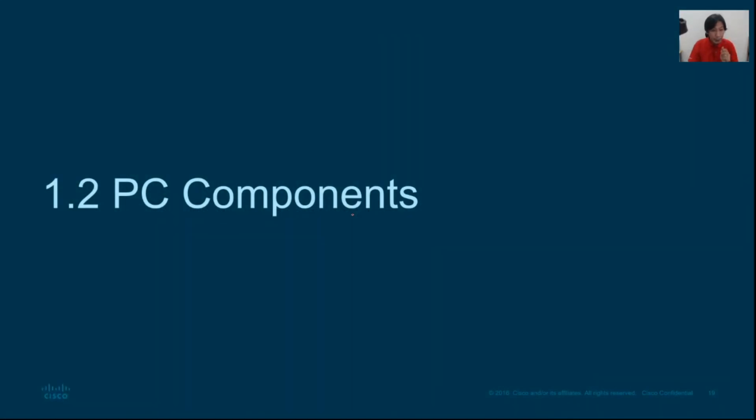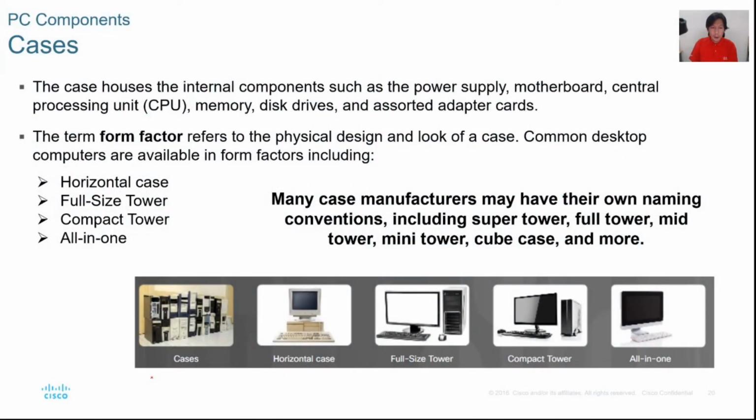So let's go to the other section, which is chapter 1.2. This is quite long in terms of discussing the different PC components. The first one that we need to describe is the case. The case houses the internal components of your desktop computer. It houses the power supply, the motherboard, the CPU, and the memory, as well as the secondary drives, or disk drives, and other adapters.